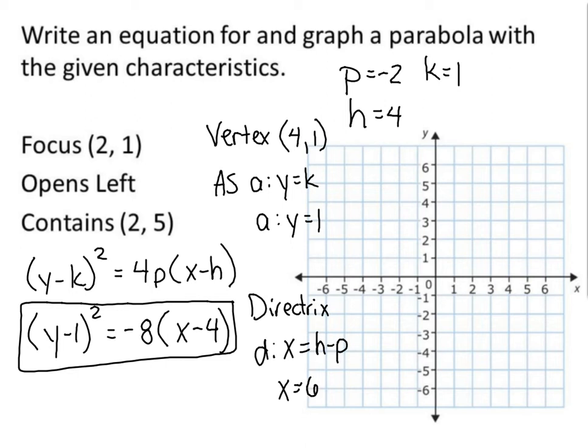Our directrix is going to be x is equal to h minus p, or in this case, h minus p will give us 6. So if we graph this information, it's going to be symmetric about the line of y is equal to 1. Our directrix is x is equal to 6. We know our vertex is at 4, 1, and our focus is at 2, 1. When we graph, we go towards the focus, away from the directrix.